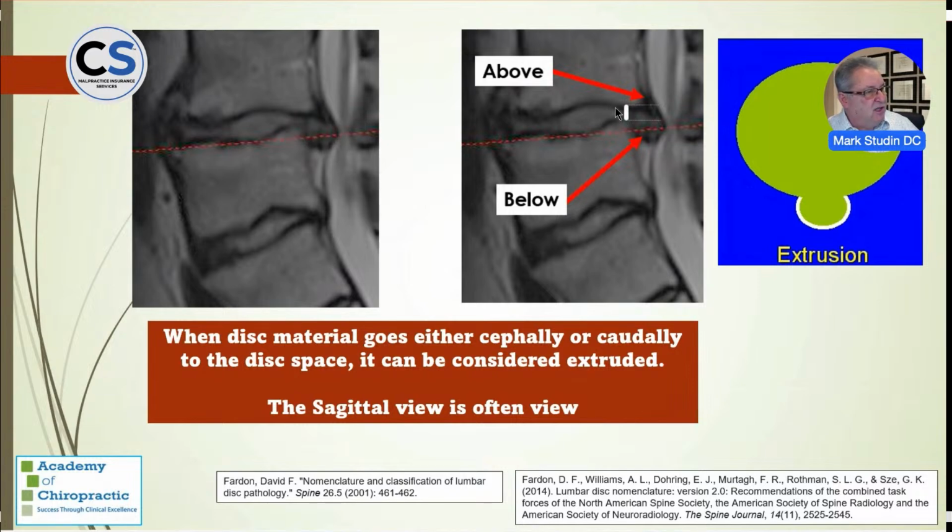So here's your disc level. You see these little dotted lines? This is telling you your disc levels based upon the anatomy. So if the disc material comes out and goes cephalad or caudad, above or below this disc level, that's an extrusion. Simple. It's an extrusion.